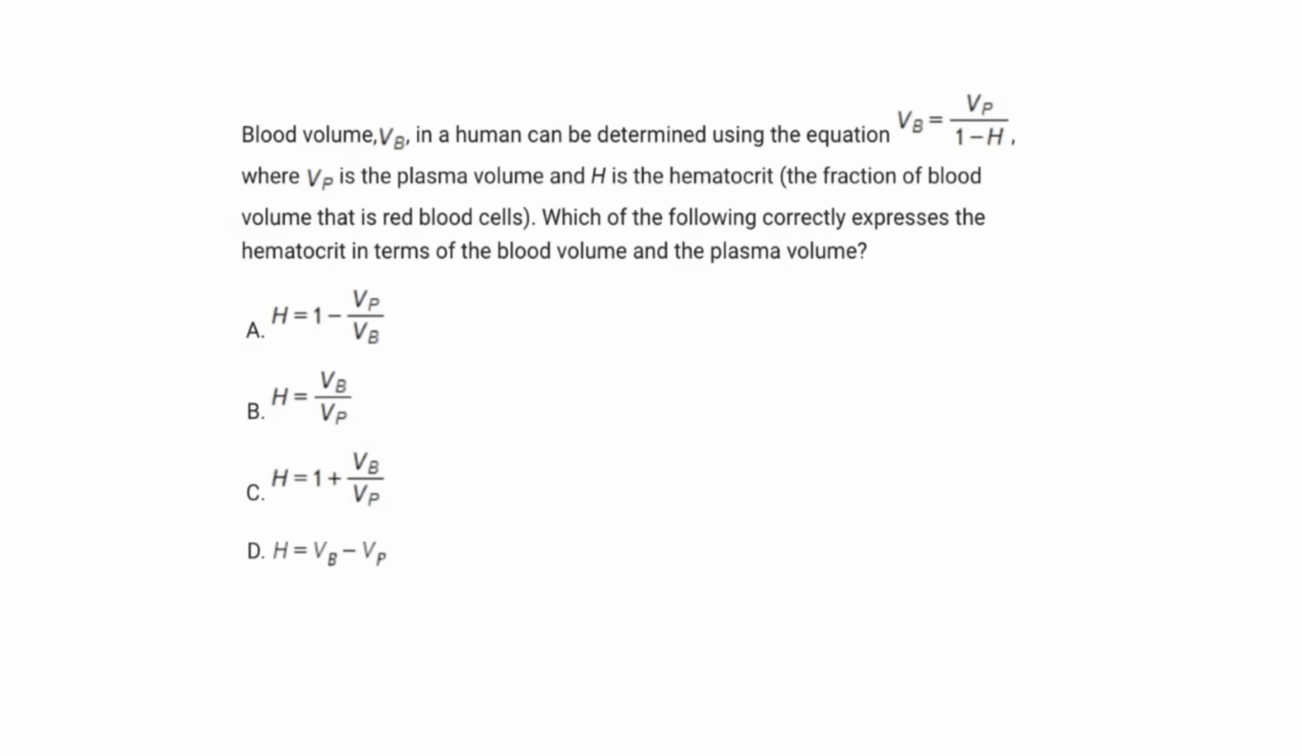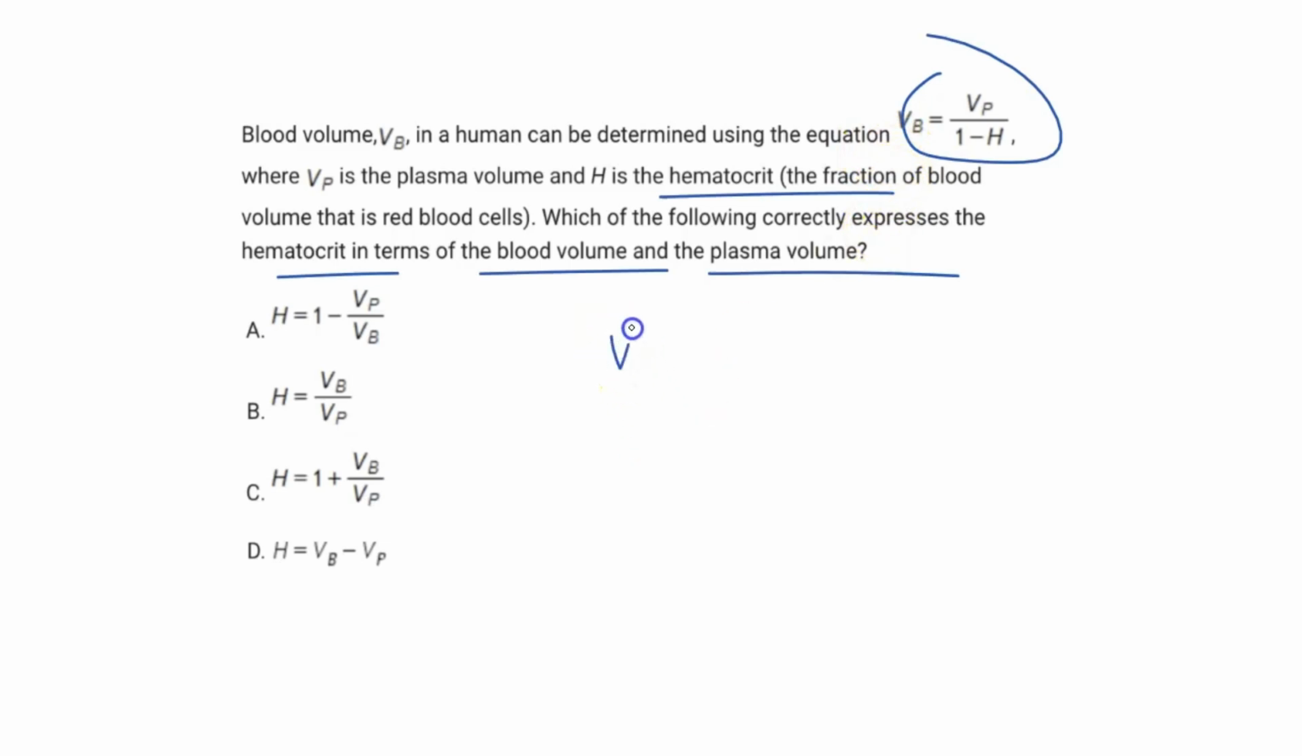All right, I got a pretty simple problem today. It says blood volume VB in a human can be determined with this equation, where VP is the plasma volume and H is the, I'm not even gonna try and say that, the fractional blood volume that is red blood cells. Which of the following correctly expresses the H in terms of the blood volume and plasma volume? Okay, so basically we need to express H isolated in terms of VB and VP.